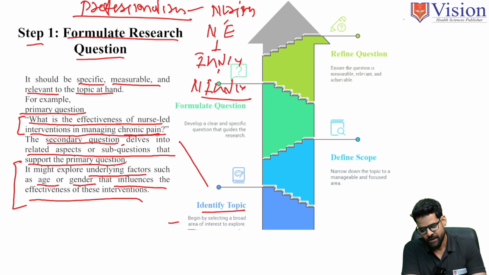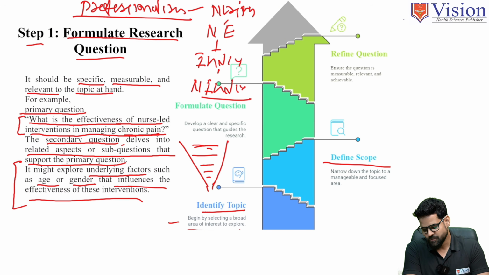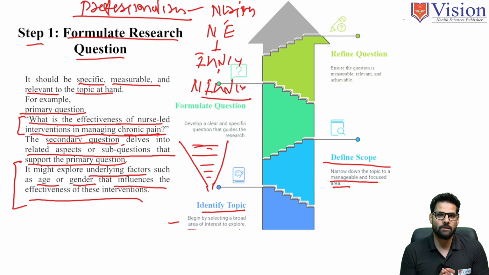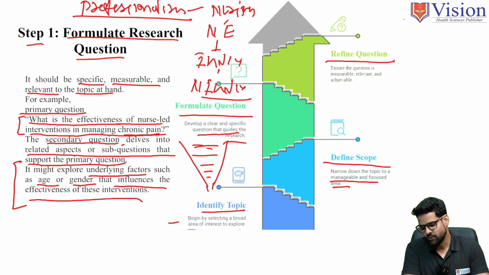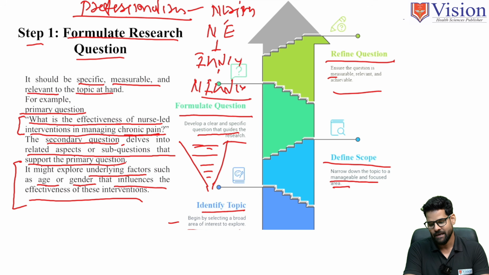It's a funnel shape, no? You start from here and gradually become very specific. Define your scope: narrow down the topic to a manageable and focused area. If you are not focused on a specific area, you will find so much irrelevant literature and it will become unmanageable for you. Then formulate your questions from these 2 points: develop a clear and specific question that guides the research, and refine the questions when required. Ensure the question is measurable, relevant and achievable.